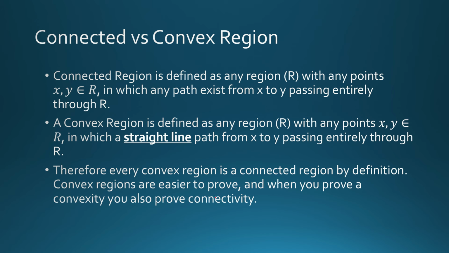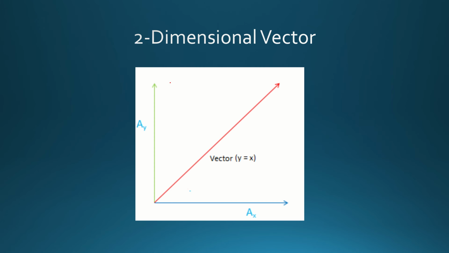Convex regions are easier to prove, and when you prove convexity, you also prove connectivity. So what is a connected region? Let's look over here. I did a two-dimensional vector here, so n equals 2. That means it's comparing two elements; it has two elements in it.